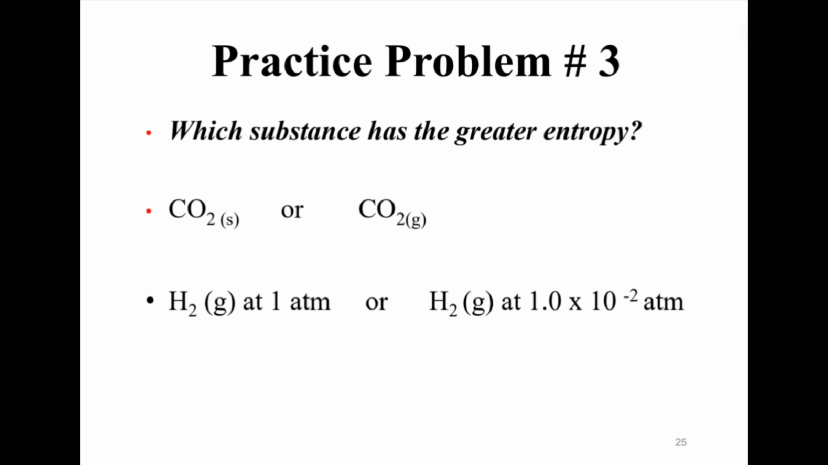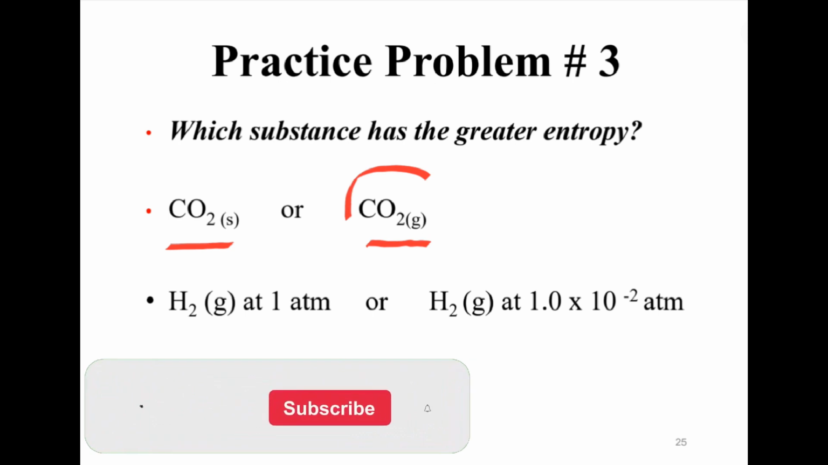Try this on your own. Which substance has a greater entropy? Carbon dioxide in solid state or carbon dioxide in gas state? So the one that has the greater entropy is the gas form.